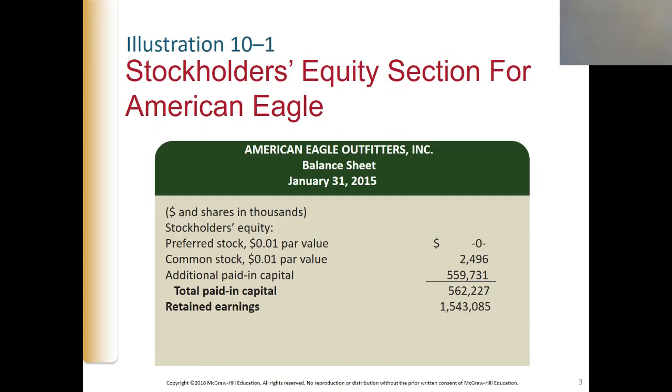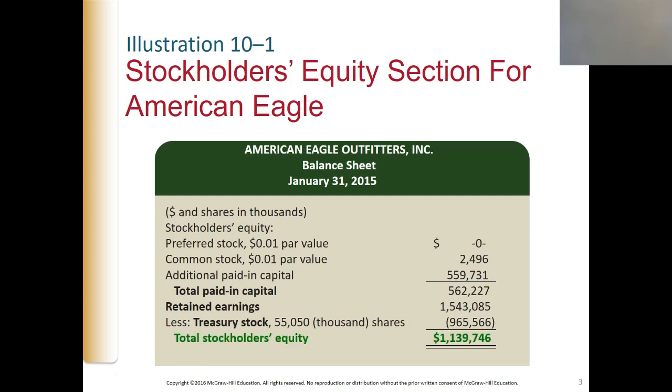After you compute total paid-in capital, we have retained earnings, and we've seen that before in other chapters. Then here's where I was talking about we will subtract the treasury stock amount. And so if we paid, like it says here, $965,566 for treasury stock, that's a reduction in the stockholders' equity balance. So total stockholders' equity with these numbers, you can see, is $1,139,746.